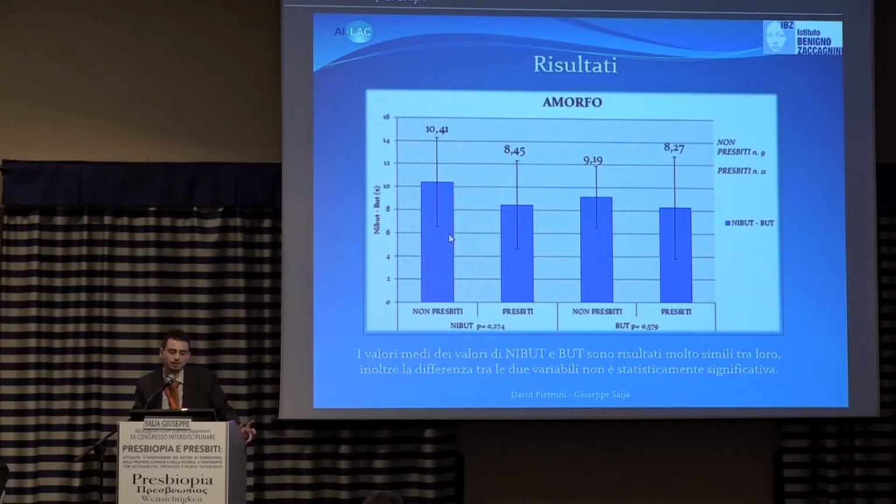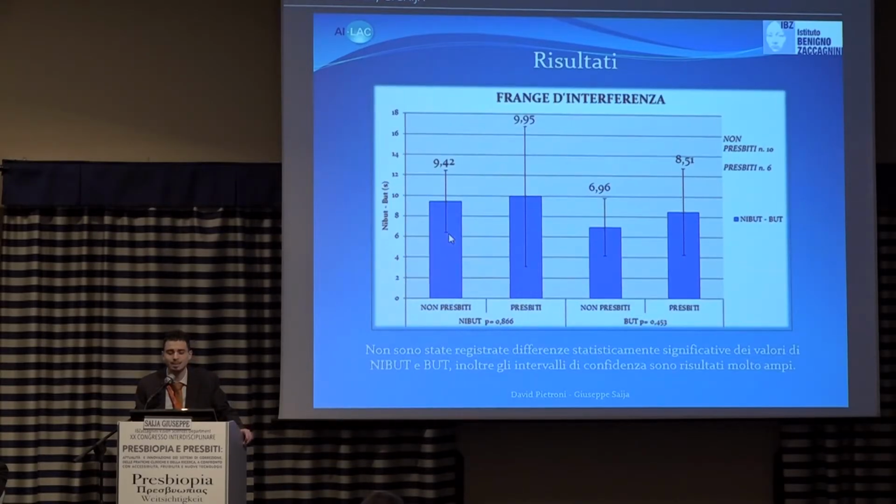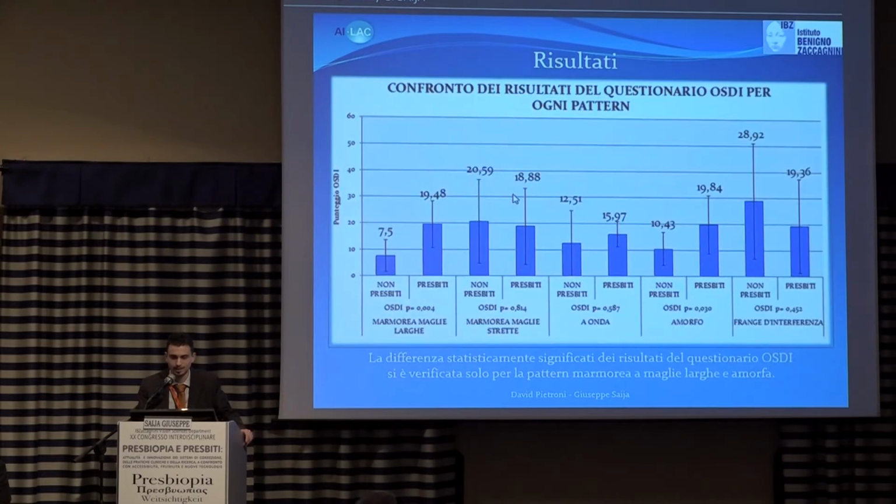As for the amorphous pattern, there were no major differences in mean values between presbyopes and non-presbyopes. This is true for NIBUT and BUT. The same was true for the interference fringe pattern. Here you can even see that NIBUT goes from a value of 9.4 up to 9.9 in presbyopes, so differences are really minor. However, there is great scattering of the data.